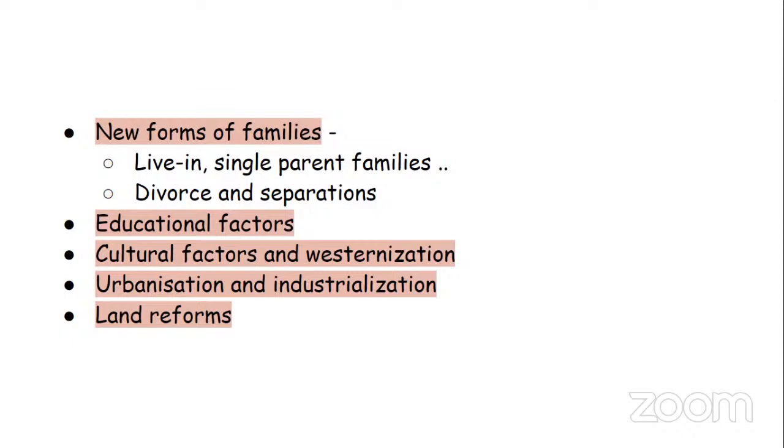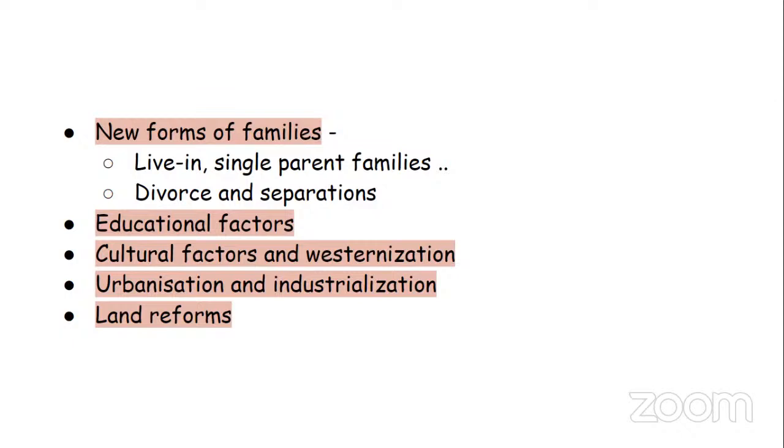Then divorce and separations. Divorce and separations were considered a taboo in our older societies. Like when a person got a divorce or got separated, people would see them like they did some kind of a sin. But now the condition has changed a lot. Now people have more freedom to get a divorce if their marriage relationship is not going well. So this has also resulted in many changes in the joint family structure.